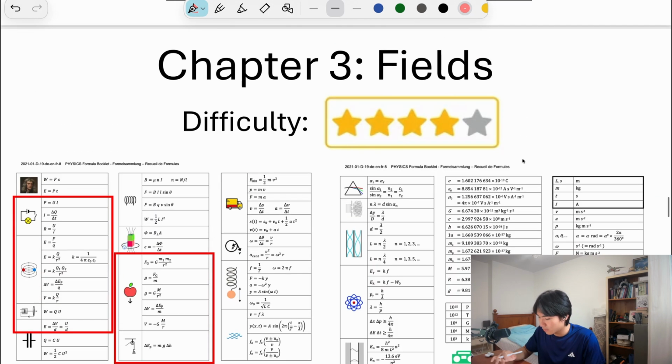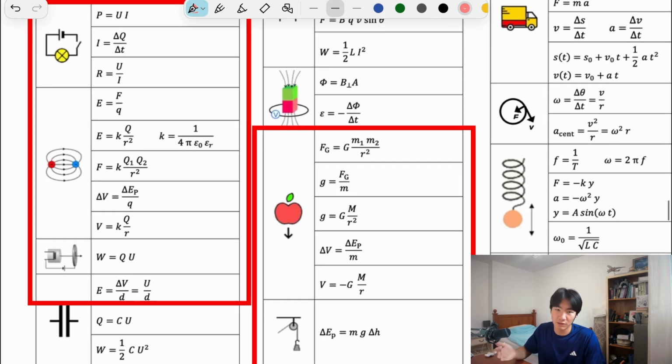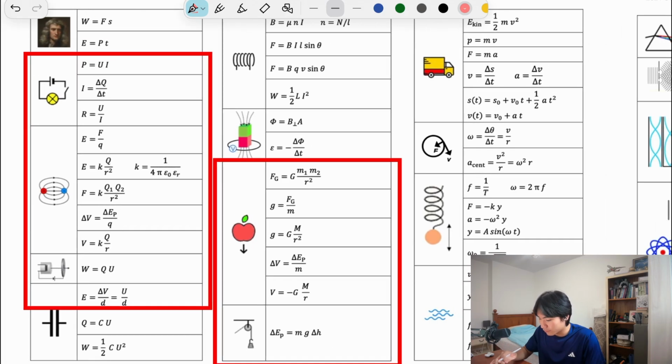So chapter three, it's fields, and I would say this is a fairly complicated chapter because we'll be introducing a notion called potential, which is different to potential energy, right? And I know it sounds confusing at first. Okay, what's the difference between potential energy, right? Well, I'll be explaining all of that in chapter three. And these are going to be the equations that we'll be covering.